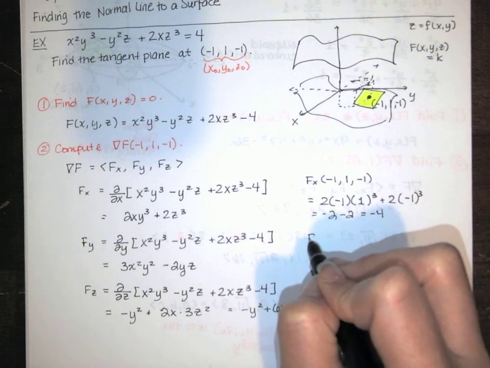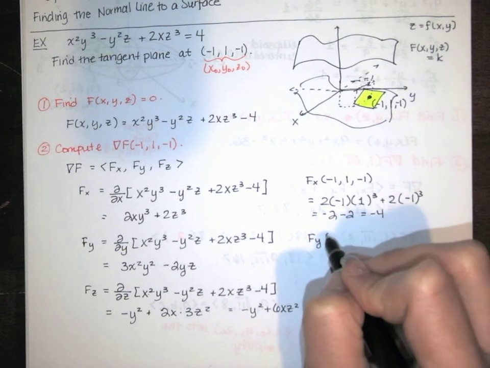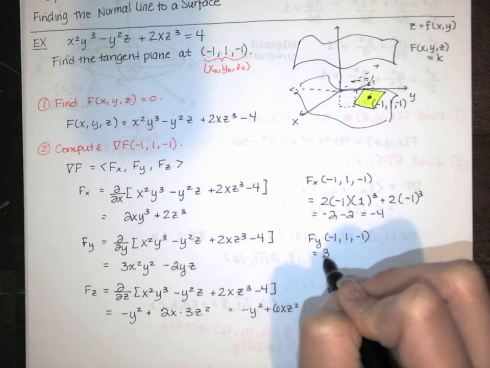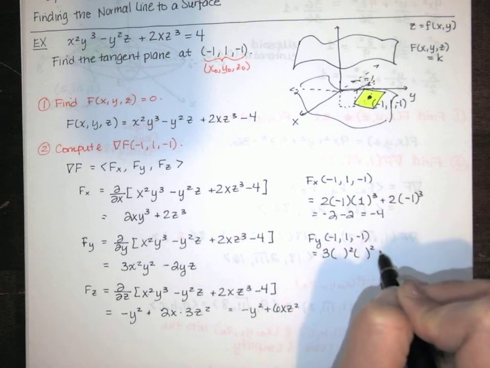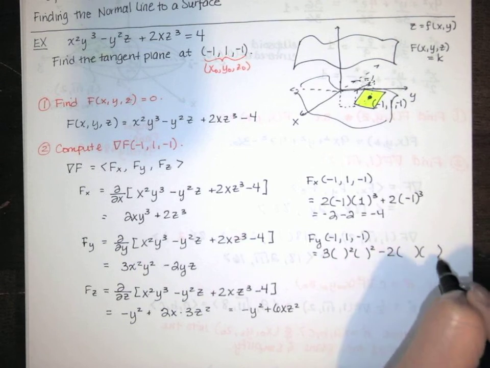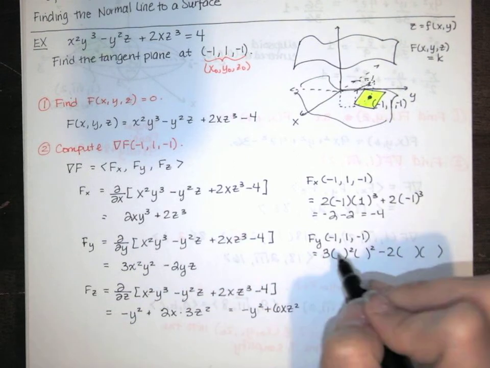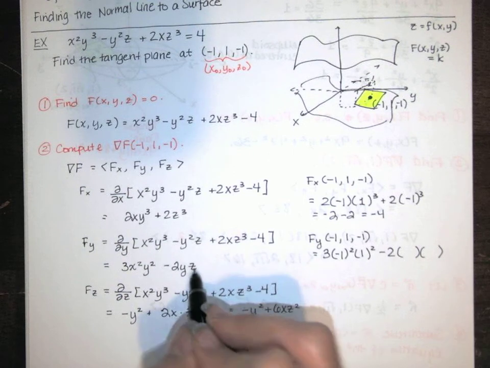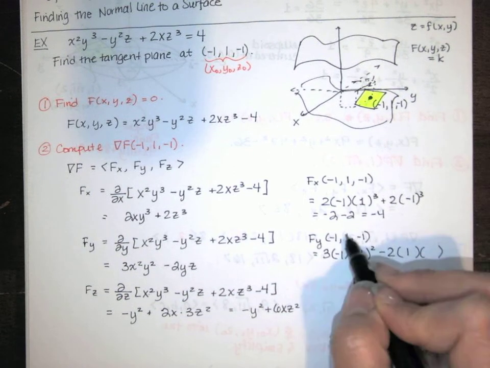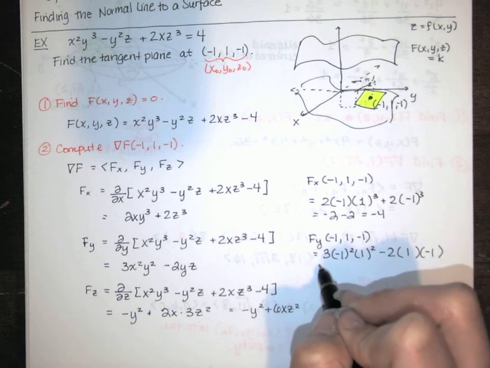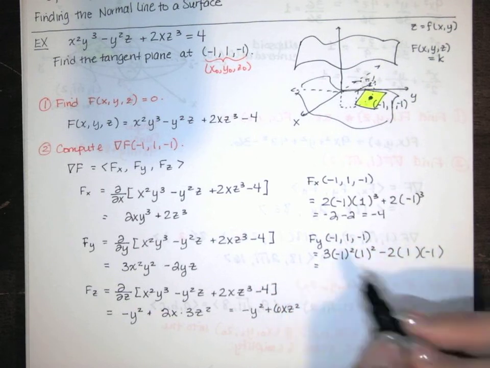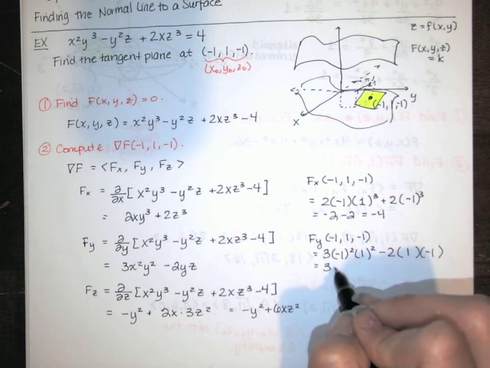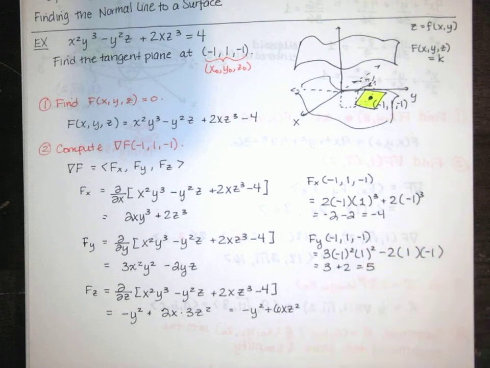Okay, now we're going to take the partial of f with respect to y and evaluate it at this point. So I've got x and y here, so I replace x with -1, y with 1, and a y and a z here. I replace y with 1 and z with -1 and simplify. -1 squared is +1, so this is 3 minus 2 times -1 is +2, so we get 5.